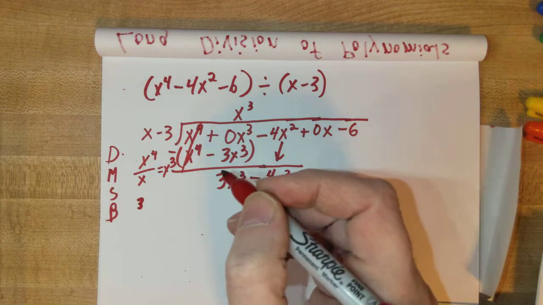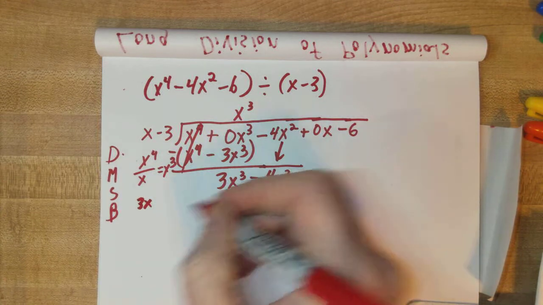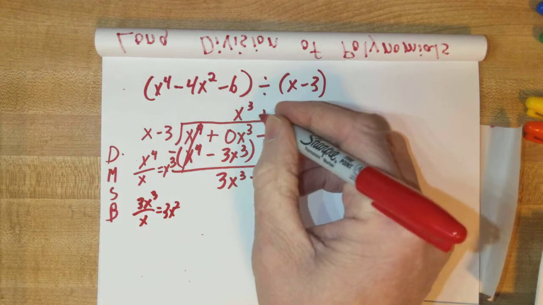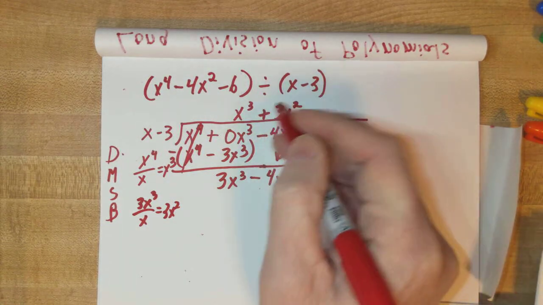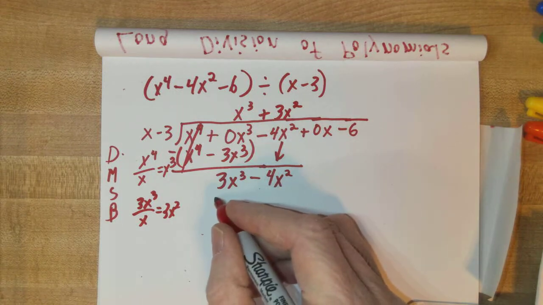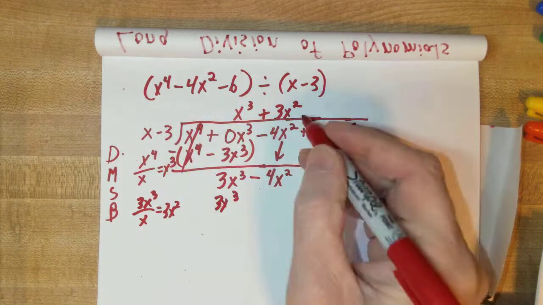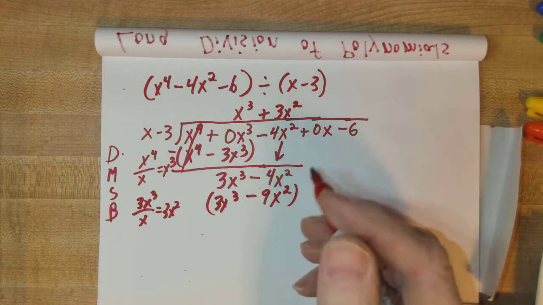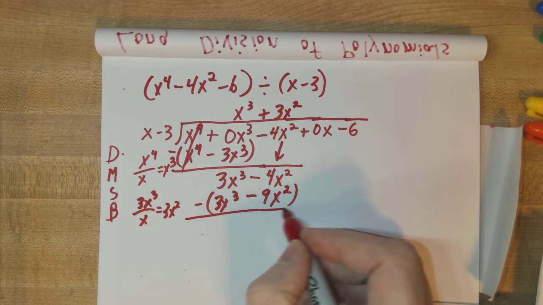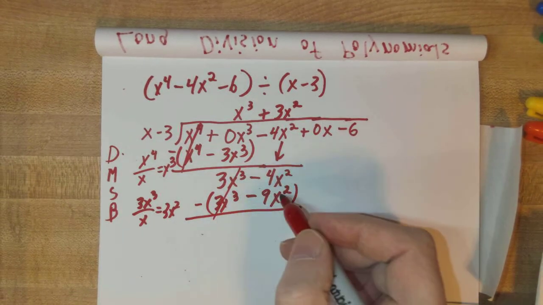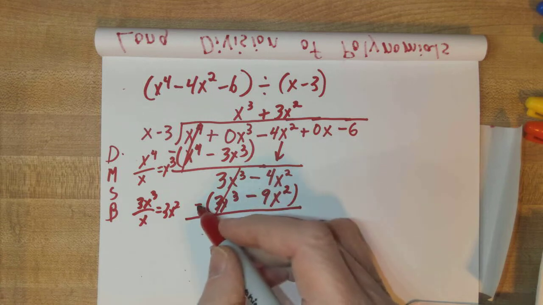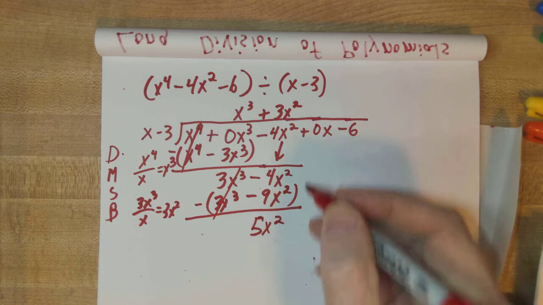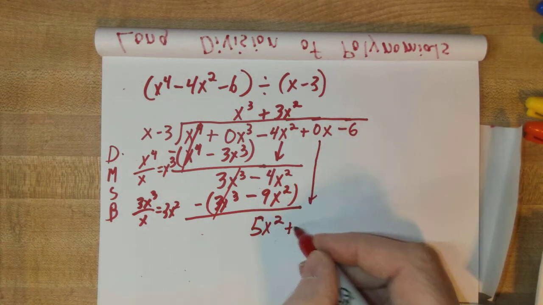And now the divide step. 3x to the 3rd is leading now. Divide that by x, and that's 3x squared. So let's go plus 3x squared. 3x squared times x is 3x cubed. Negative 3 times 3x squared is negative 9x squared. And I'm subtracting. After I multiplied, I subtract. And negative 4 minus negative 9, that's negative 4 plus 9, that's 5x squared. And I'm going to bring down 0x.